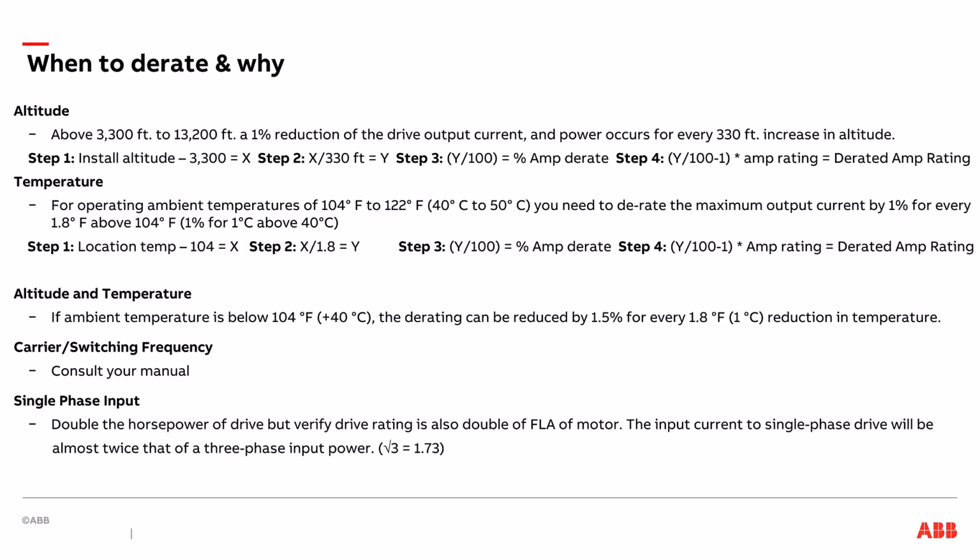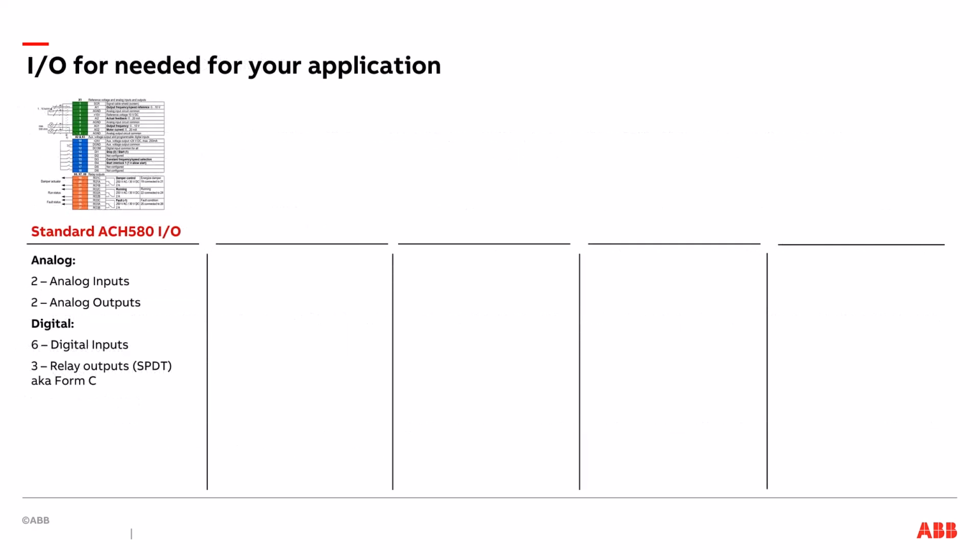By selecting a larger drive, you increase the bus capacitance, able to store more energy, thus reducing the DC bus ripple. In each of these different derate scenarios, it's critically important that the correct wiring and fusing be selected for the resulting drive that is applied to the application. Now let's take a look at the I/O that's needed for your application.